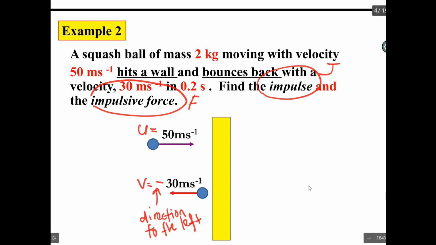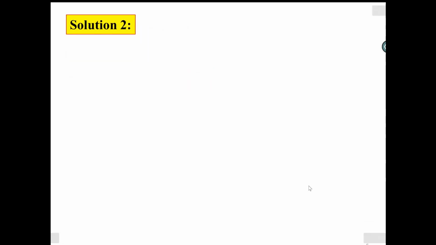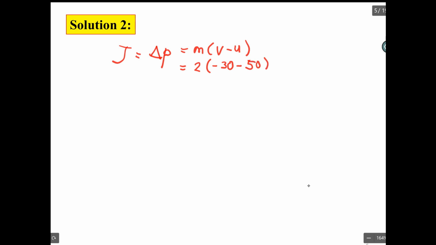Okay, so look at the solution to example 2. From the formula, impulse J is equal to delta P, the change of momentum, is equal to m times V minus U. And then we know the mass of the squash ball is 2 kg, and velocity given is negative 30 minus 50. Okay, you get the answer is negative 160 Newton second.